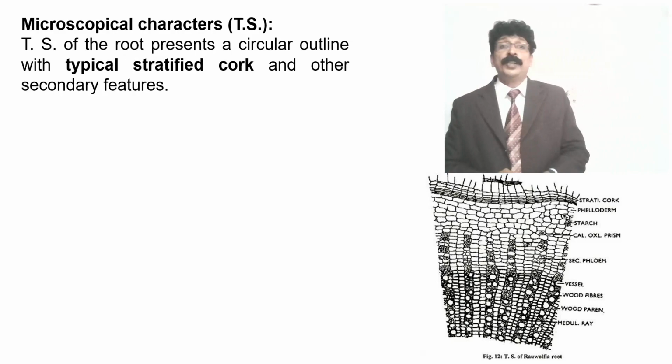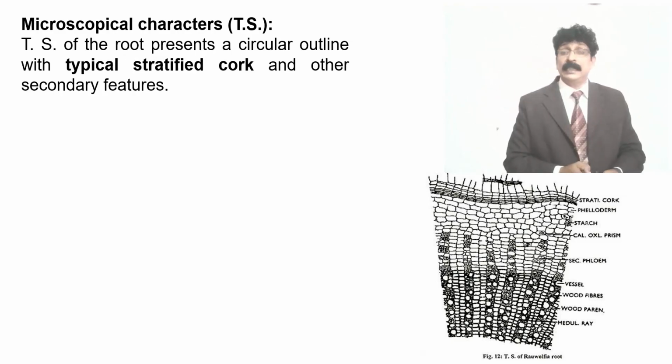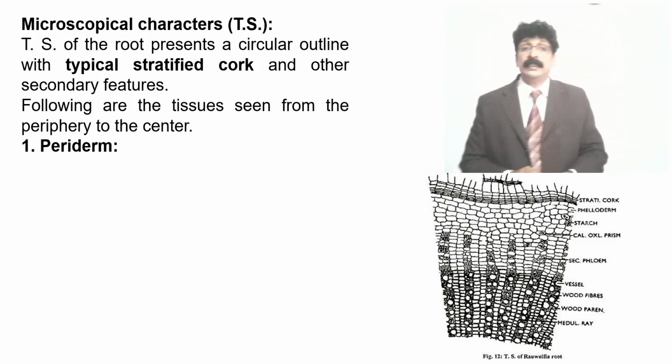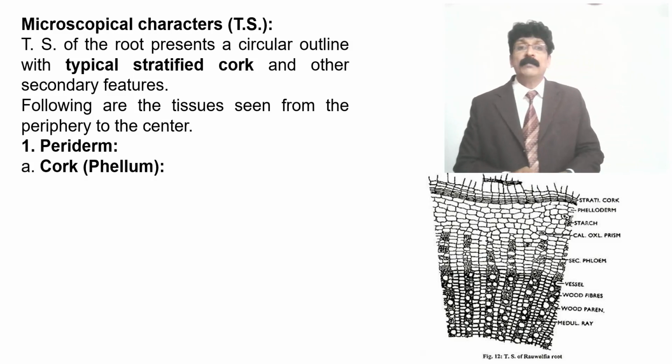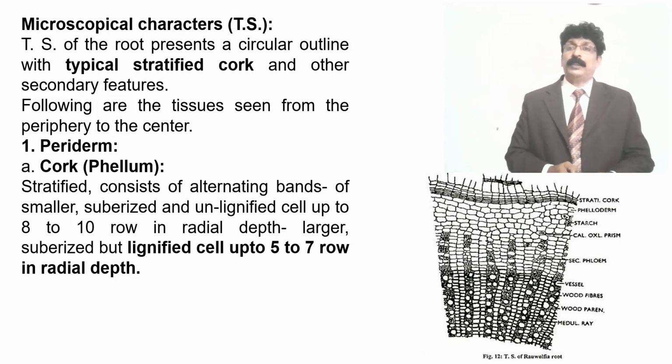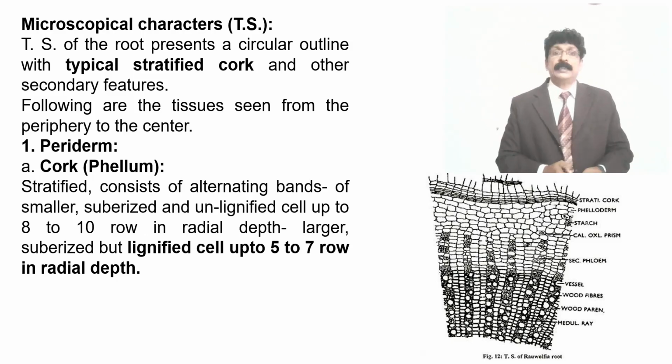TS of a root shows a circular outline with typical striated cork and other secondary features. Following are the tissues seen from the periphery to the center: periderm, cork, then phelloderm, which is next to the cortex area, then phloem.